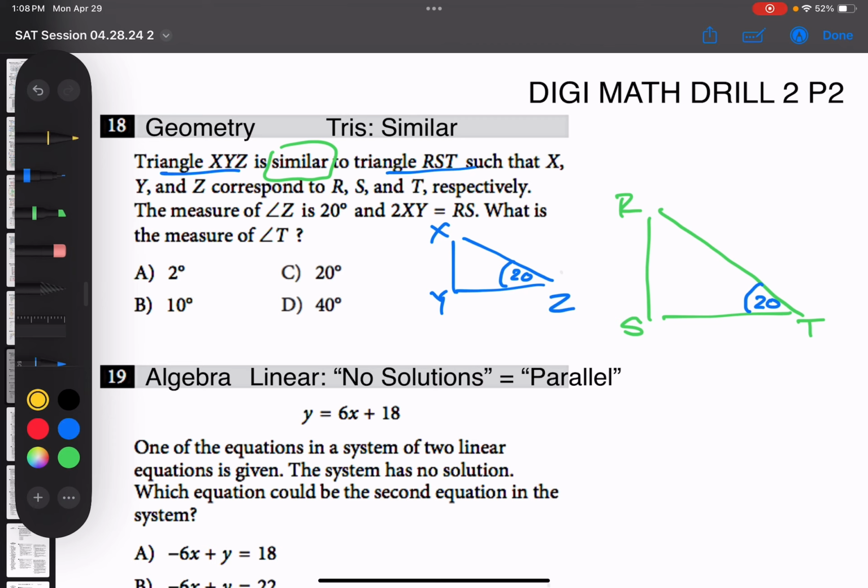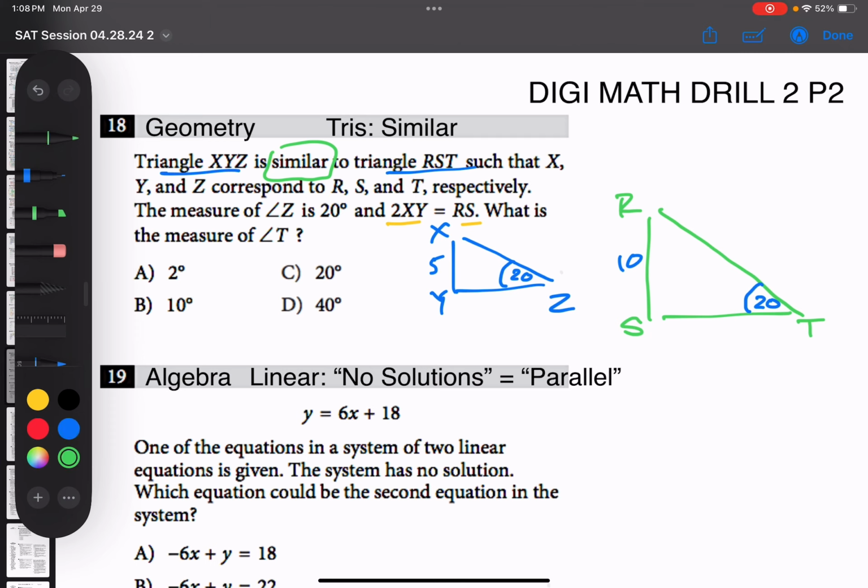Then they give us extra information where they tell us that 2 times XY is equal to RS. So twice XY. Let's say XY equals 5. So what is RS going to be? It's going to be 2 times XY, which would be 10. So there's a 1-to-2 proportion with the corresponding length measurements.